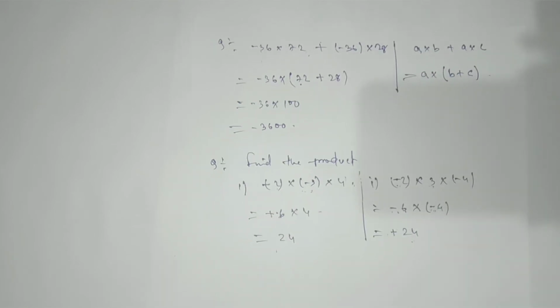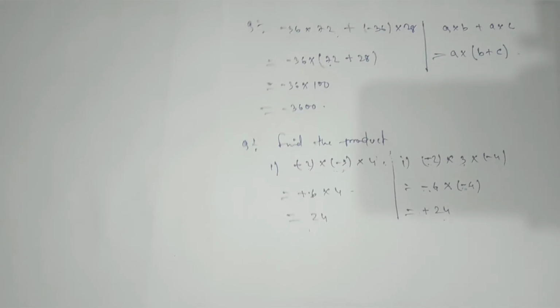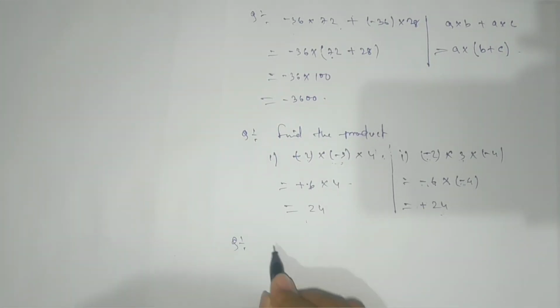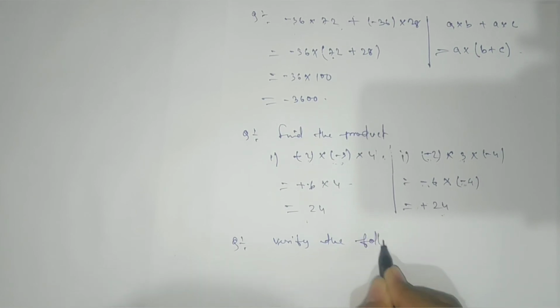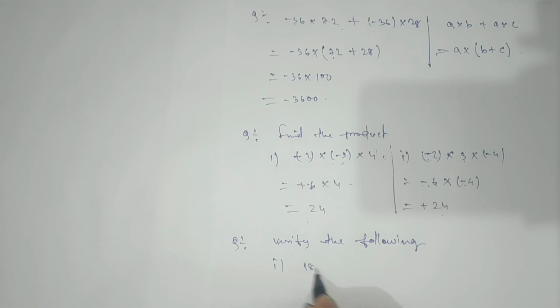Okay, now one problem would be given like this, like verify the following. Distributive law would be given, verify the following. So how are you going to do it, and what question would be given like this? If we take the problem, it will be 18 into 9 plus -7, then you can use here another bracket, equals to 18 into 9 plus 18 into -7.